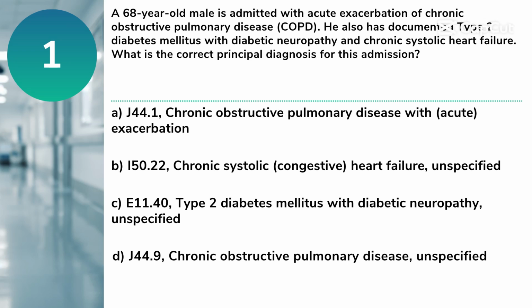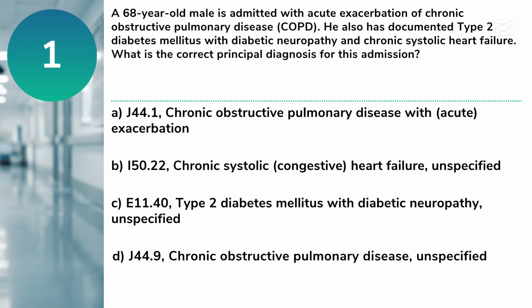Question 1. A 68-year-old male is admitted with acute exacerbation of chronic obstructive pulmonary disease, COPD. He also has documented type 2 diabetes mellitus with diabetic neuropathy and chronic systolic heart failure. What is the correct principal diagnosis for this admission?